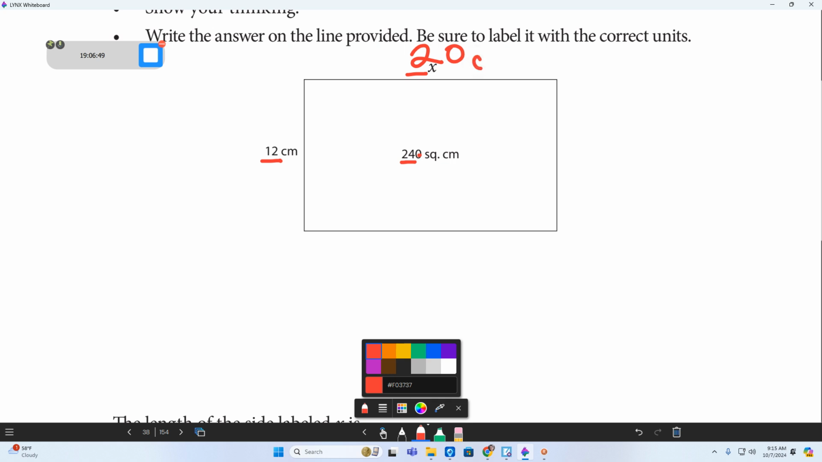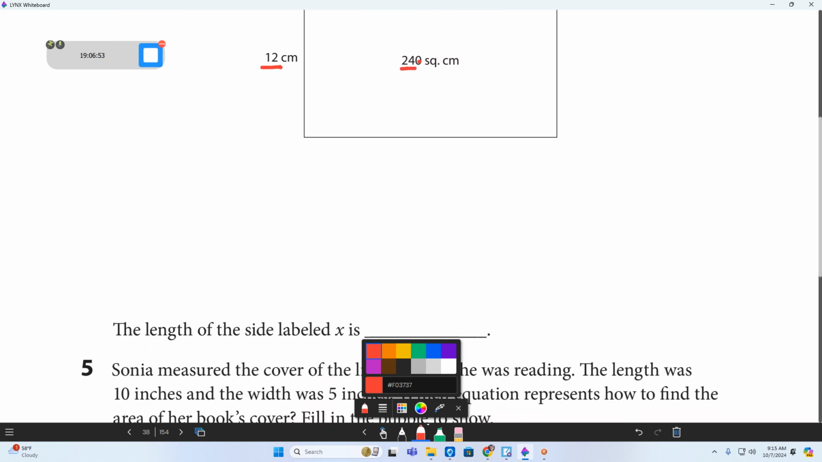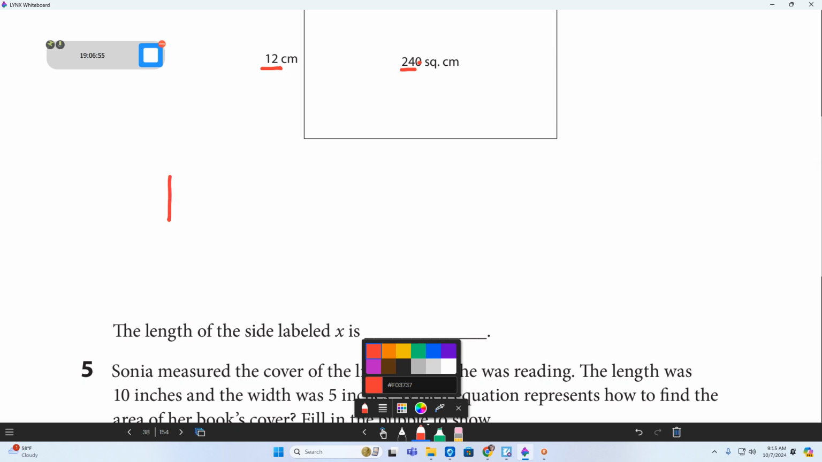Let me label it centimeters. But let's go ahead and write it as an equation. So 12 times 20, and it's supposed to equal 240. Let's make sure that it does. So we would say 12 times 2 is 24. And then we would say a 0 in the problem. So we need a 0 in the answer. Yes, 12 times 20 is 240.